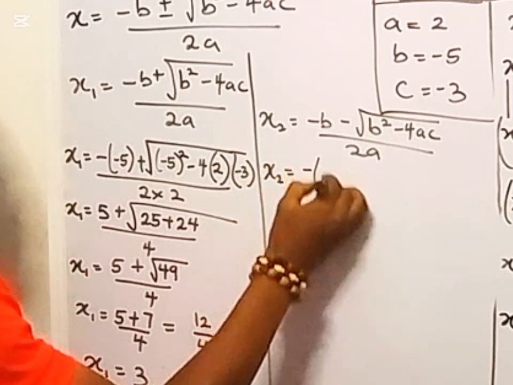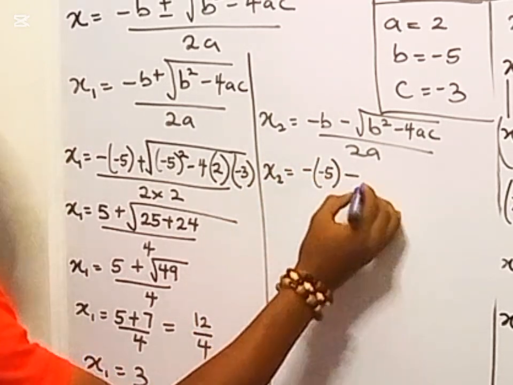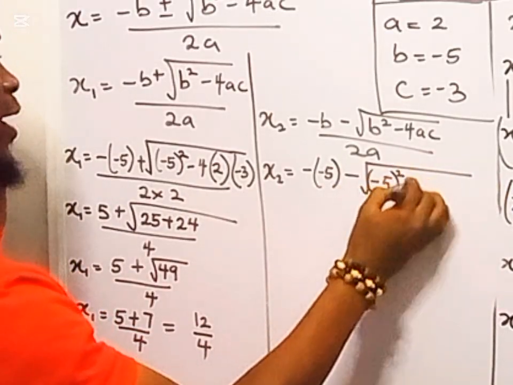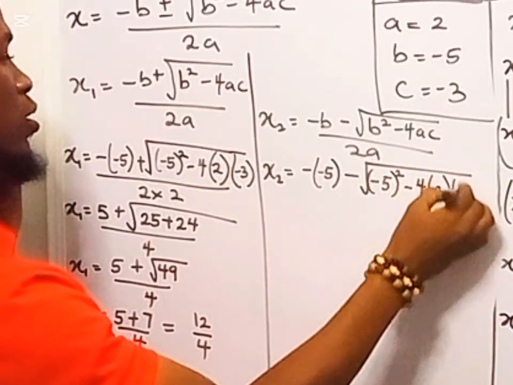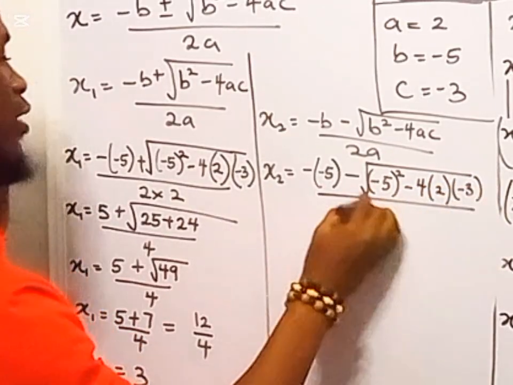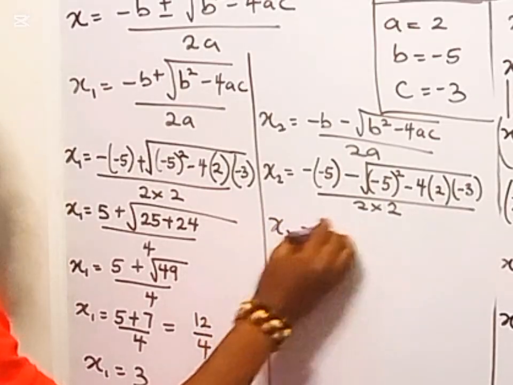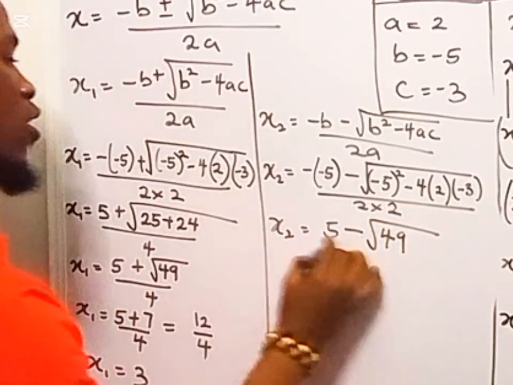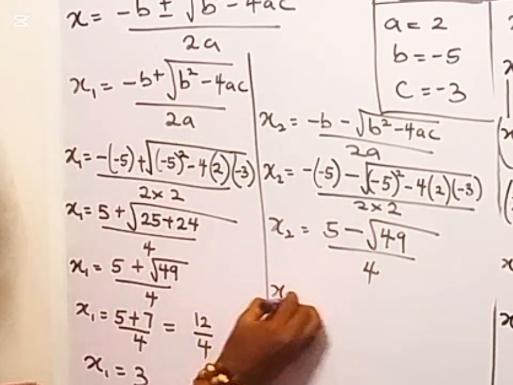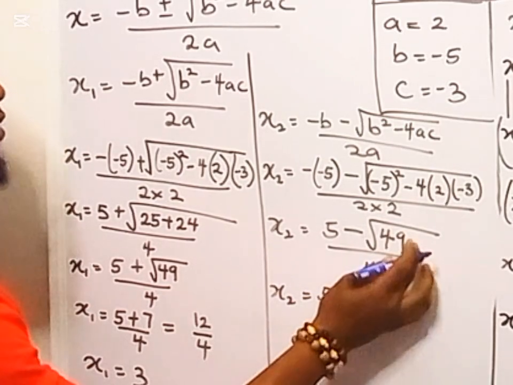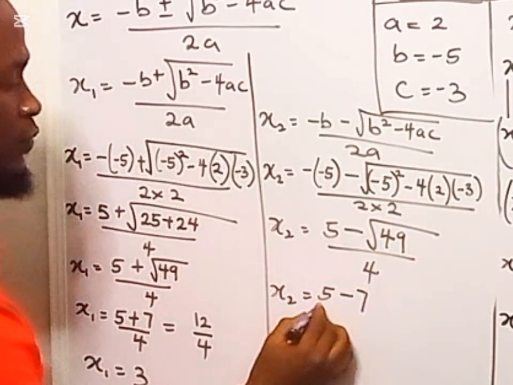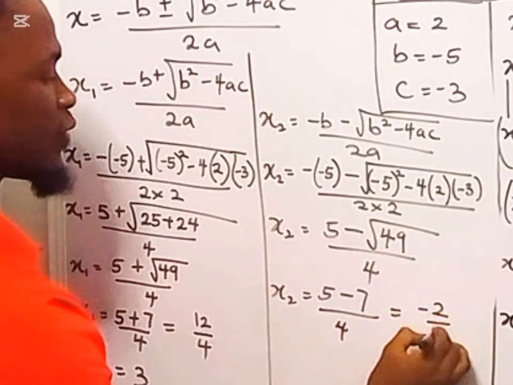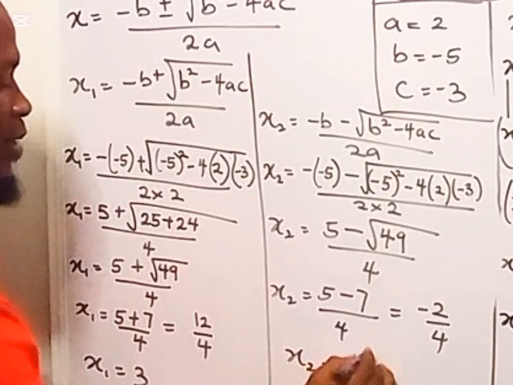So let's check for x2. x2 is minus minus 5, but this time we have minus square root of minus 5 squared minus 4 times 2 times minus 3, all over 2 times 2. So similarly we have minus root 49 all over 4. So x2 is 5 minus 7, because root 49 is 7, all over 4, which is minus 2 over 4. So x2 is still the same, minus 1 over 2.